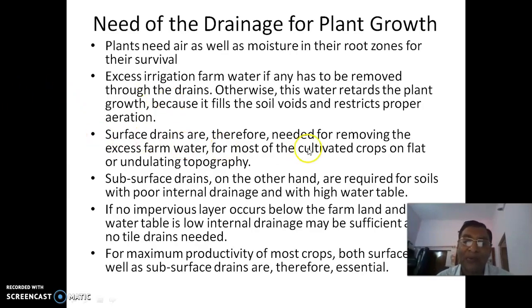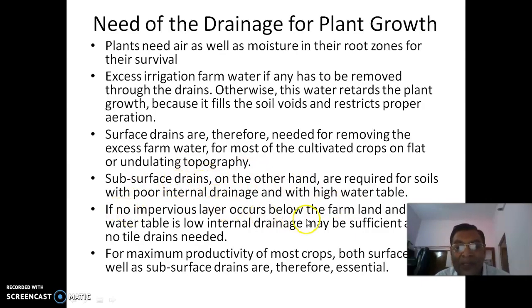Surface drains are therefore needed for removing the excess farm water for most of the cultivated crops on flat or undulating topography. So as per the requirement, you should provide surface drains. Actually, there are two drainage systems here. One is the surface drains, another one is the subsurface drains, also called tile drains. Surface drains, if they are useful, you can provide. Otherwise, subsurface drains, on the other hand, are required for soils with poor internal drainage and with high water table. Where the water table is high but there is poor internal drainage, like a highly clayey soil, then you have to definitely go for subsurface drains or tile drains.